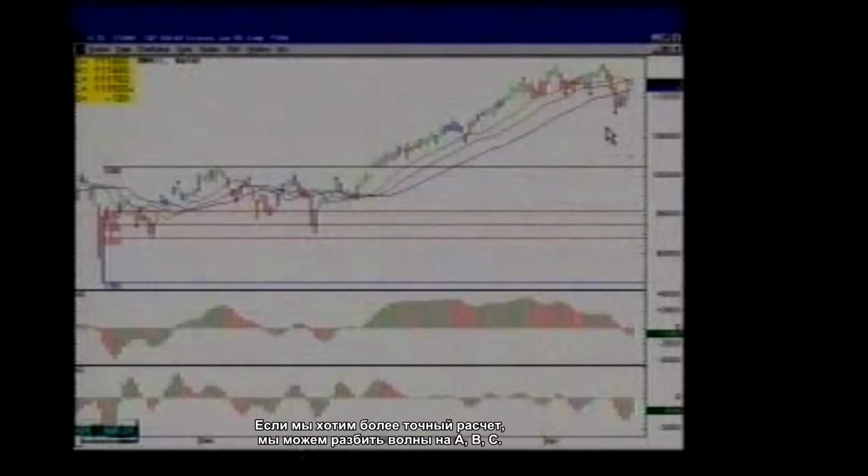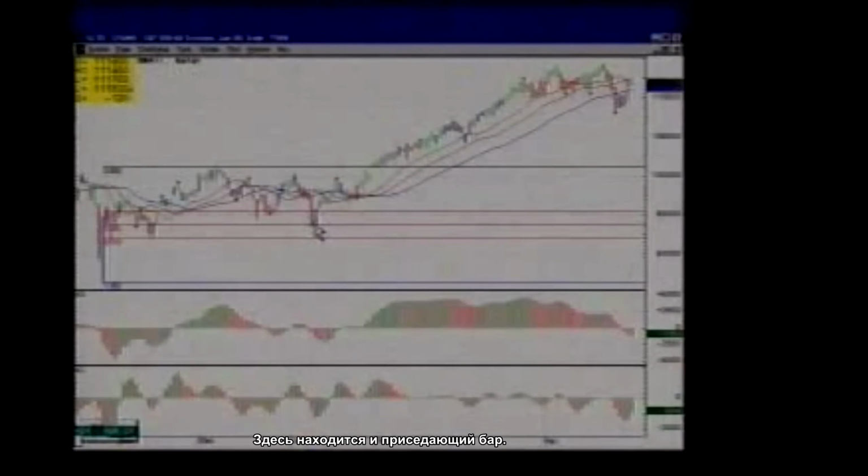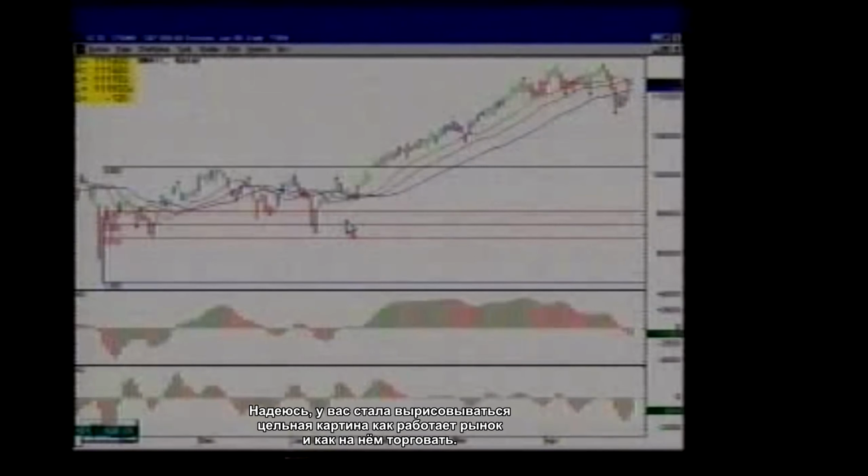If we wanted to get more precise, we could break this ABC, if it is an ABC, down into a smaller time frame, and we would be able to count the waves precisely there. And notice that this wave 1 normally will retrace between 50 and 62%. It did exactly that. Also notice that there is a squat here, and it is a bullish divergent bar. Hopefully, all of this material is now beginning to paint a very nice broad stroke picture of how the market works and how to trade the markets.